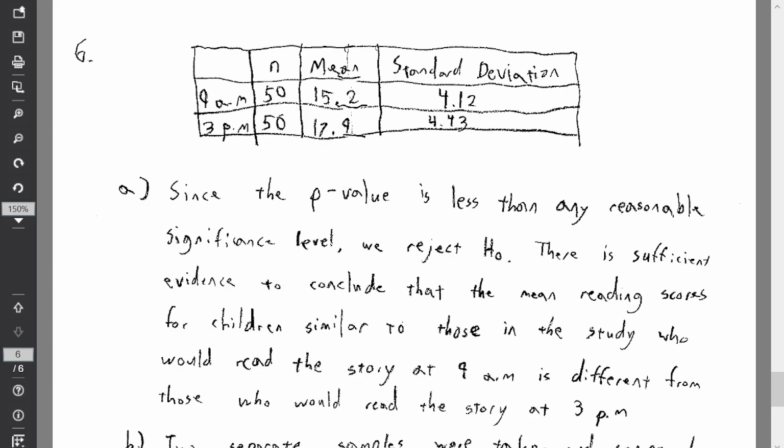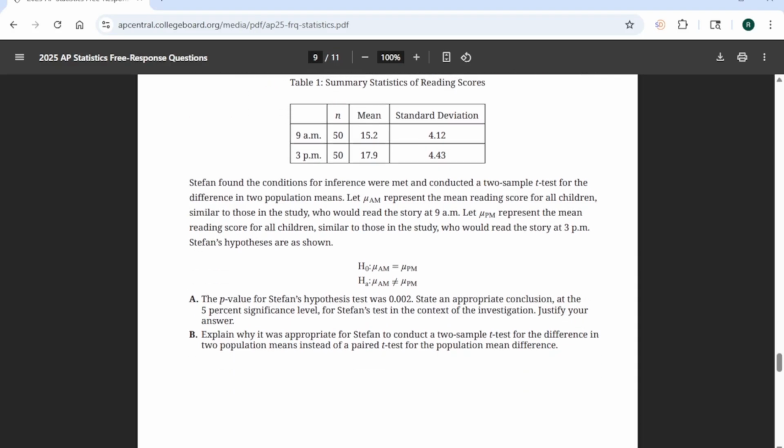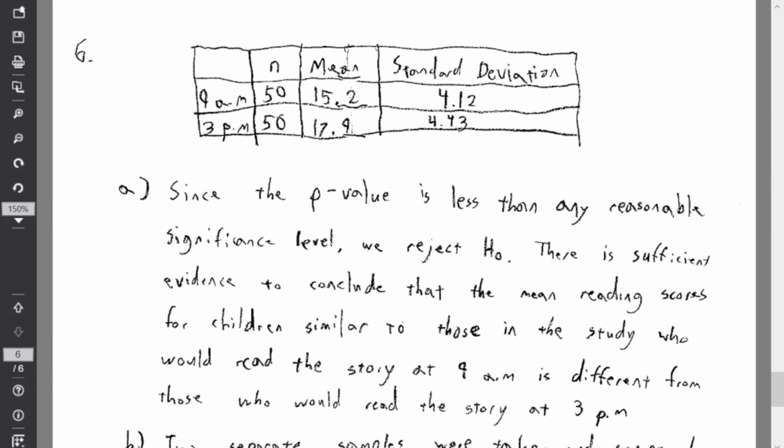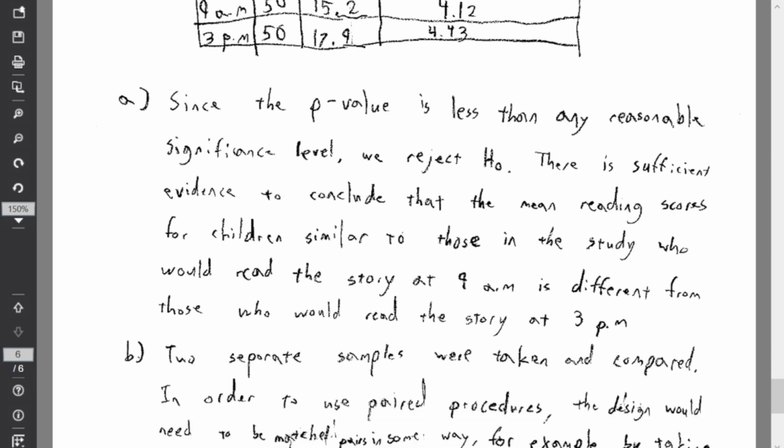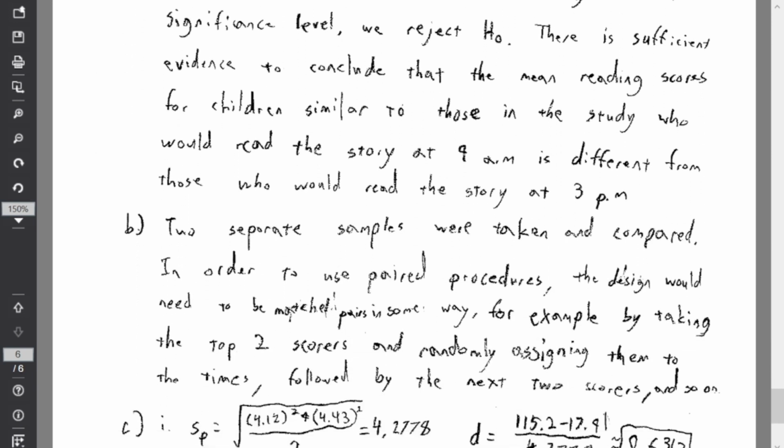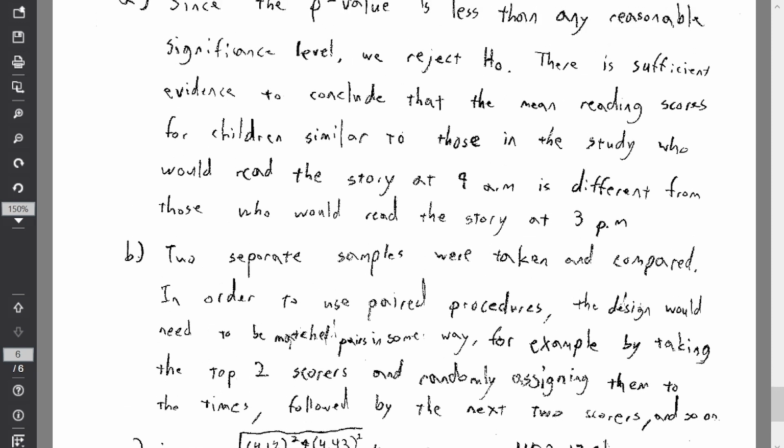In part B, it asks, well, they used a two-sample t-test instead of a paired t-test. So why did they do that? Well, the reason they did that is because the data was not paired. It was two separate independent samples that we are comparing with each other. So they were not paired off in any particular way. The two samples are completely separate.